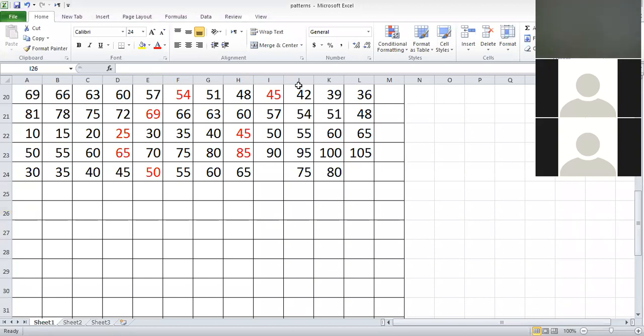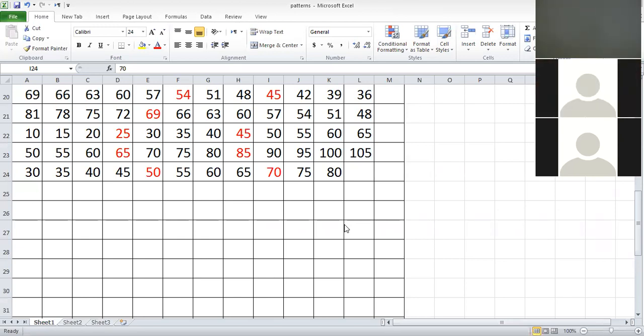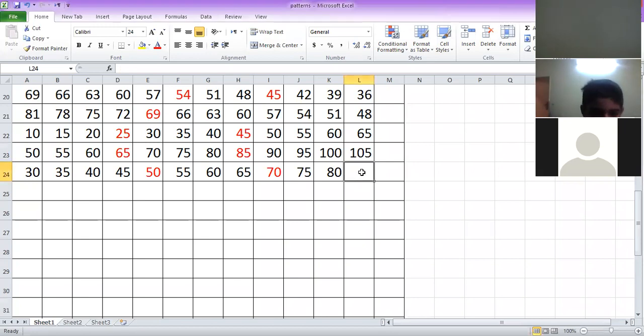Okay. Ilyas. Can you tell me the number after 65? 70. How do you know it is 70? Because we are counting in fives. Very good. Okay. Arsh. Can you tell me what number should be there after 80? 85. Why 85? Because we are adding 5. Very good.